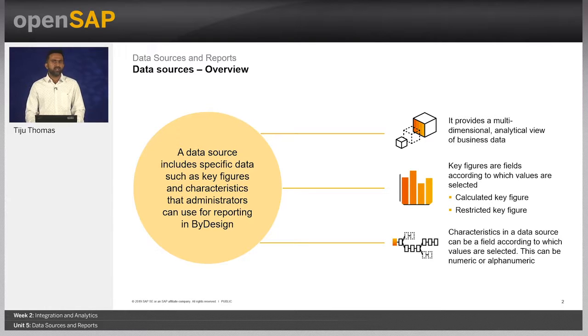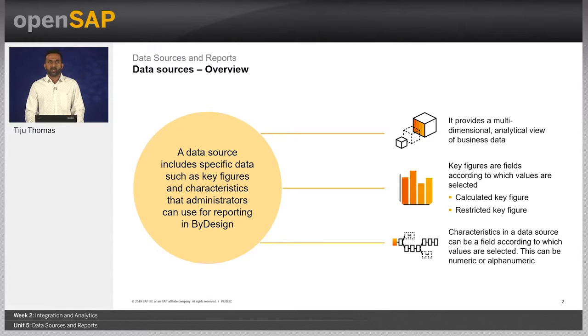Key figures are fields or attributes based on which the values are selected in a data source. In other words, key figures contain data that is represented as a numerical value, either a quantity or a monetary value. For example, invoice net value in customer invoice, purchase order quantity in a purchase order, and sales price in a sales order are key figures.